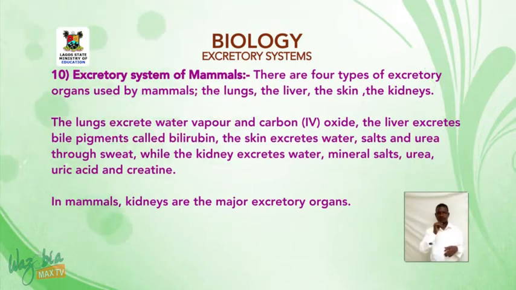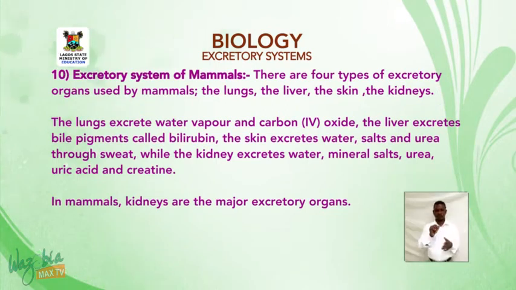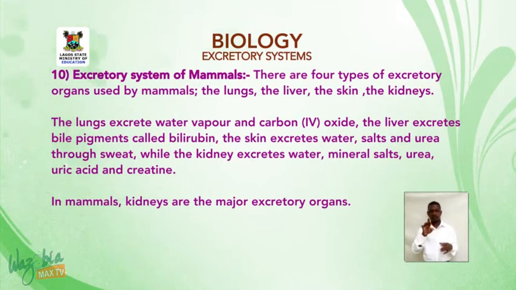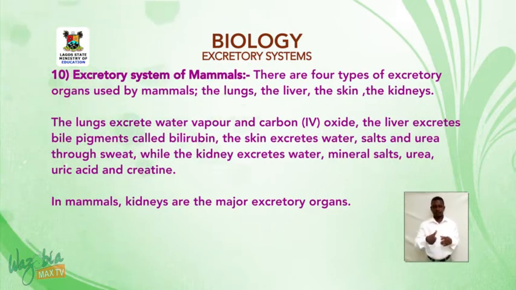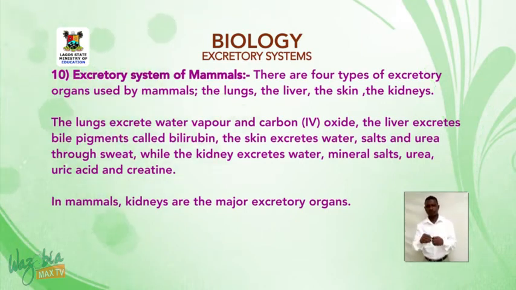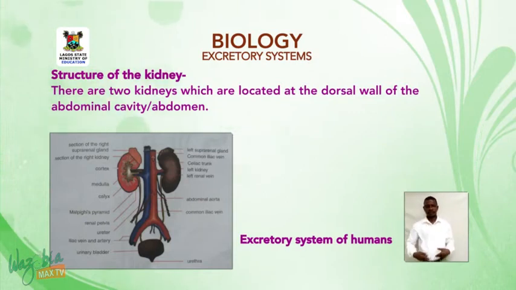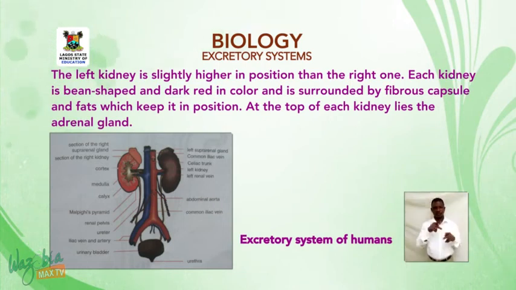The skin excretes water, salt, and urea through sweat, while the kidney excretes water, mineral salts, urea, uric acid, and creatine. In mammals, kidneys are the major excretory organs. Structure of the kidney. There are 2 kidneys which are located at the dorsal wall of the abdominal cavity or abdomen.